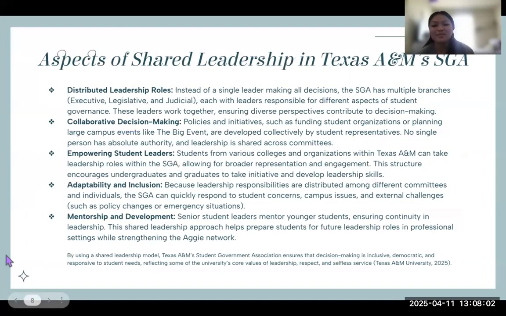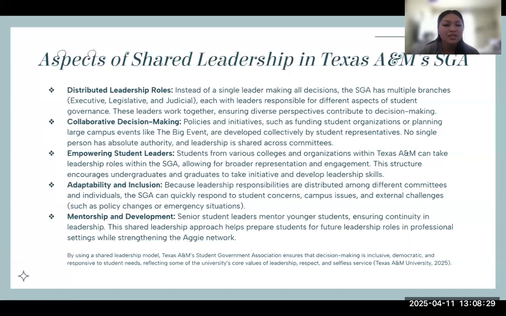These are aspects of shared leadership in the Texas A&M Student Government Association. The first one is distributed leadership roles. Instead of a single leader making all decisions, the SGA has multiple branches, executive, legislative, and judicial, each with leaders responsible for different aspects of student governance. These leaders work together, ensuring diverse perspectives contribute to decision making.